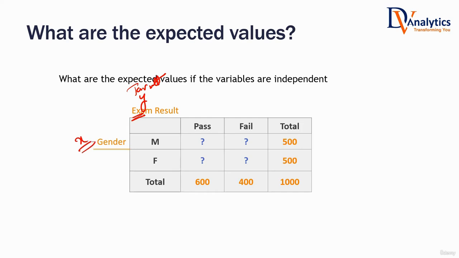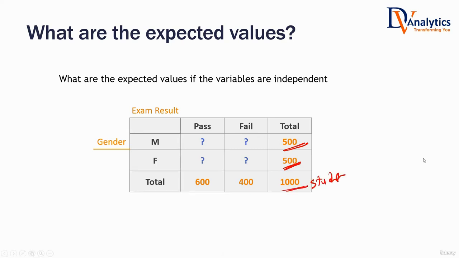One of the x variables is gender. If somebody is claiming that gender is an impactful variable, or that gender is not impactful, how do you prove it? Whether exam result is independent of gender, or whether exam result really depends on gender, how do you decide it? Let us see an example. Look at this, all of you. There are 500 male and 500 female who appeared for the exam, so a total of 1000 students.